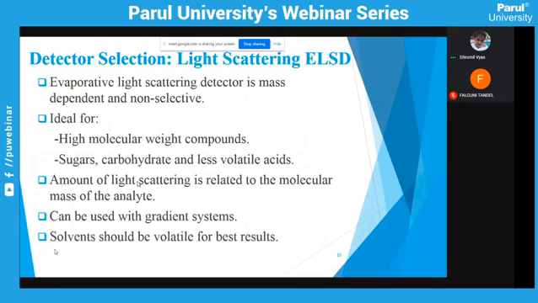Light scattering detector is one of the detectors which is used for higher molecular weight compounds. It is also mass dependent and a non-selective detector. The amount of light scattering is related to the molecular mass of the analyte. It can be used with a gradient system, while RI cannot be used with a gradient system. The solvent should be volatile for best results.